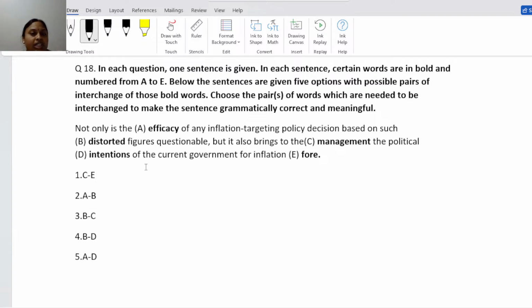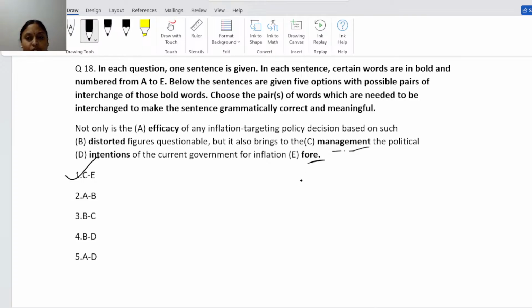Not only is the efficacy of an inflation targeting policy decision based on such disaster figures questionable, but it also brings to the management the political intentions of the current government for inflation 4. So here, what are we supposed to change? So C to E. C, which is management, should be changed to force.